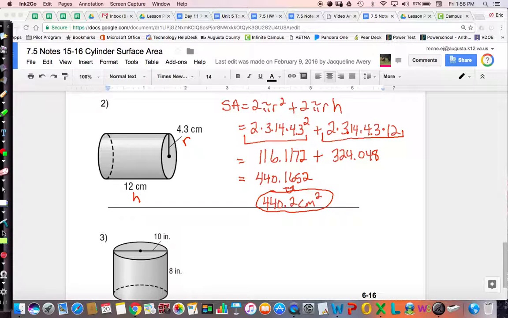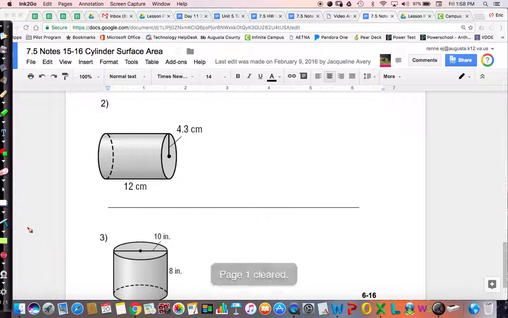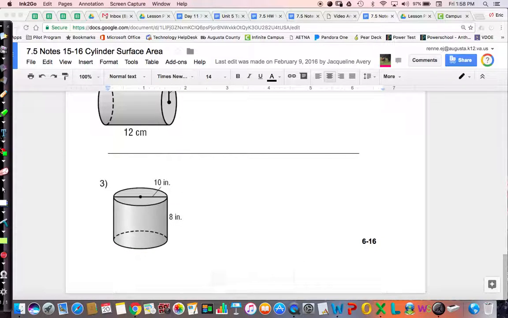Now, this next one, if you want to pause the video after I do the first part, that would be great to see if you can actually do it on your own. Okay, I'll leave that option up to you. So, the first thing I'm going to do is write the formula because I'm doing surface area. So surface area equals 2 pi r squared plus 2 pi rh.